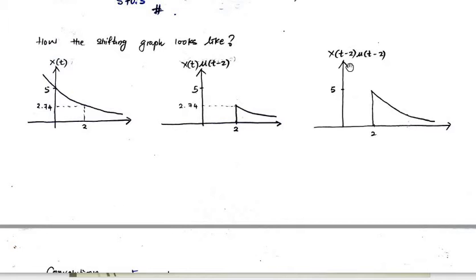What if your t is also minus 2? With x(t minus 2) u(t minus 2), everything shifts. But if it is x(t) u(t minus 2), it's not shifting, it's just chopped off at t equal to 2. But if you have x(t minus 2) u(t minus 2), you shift the whole graph of x(t) to the right. You see that the value 5 at 0 is shifted 2 units to the right.